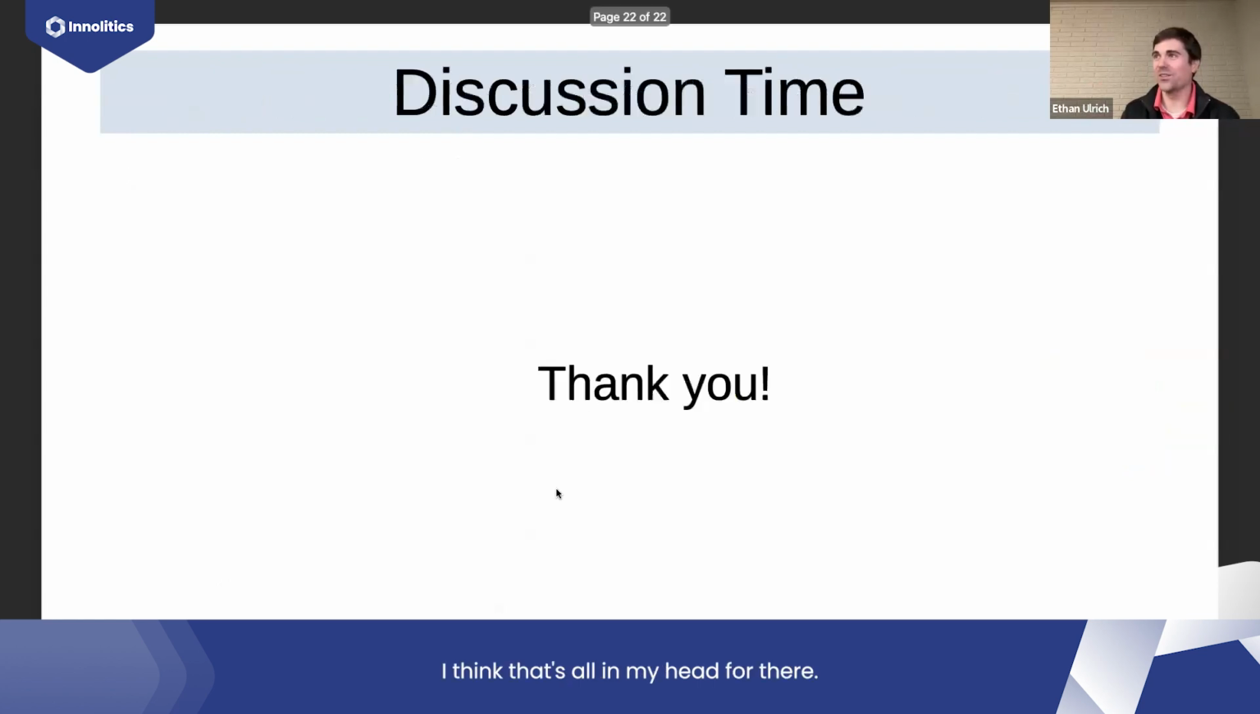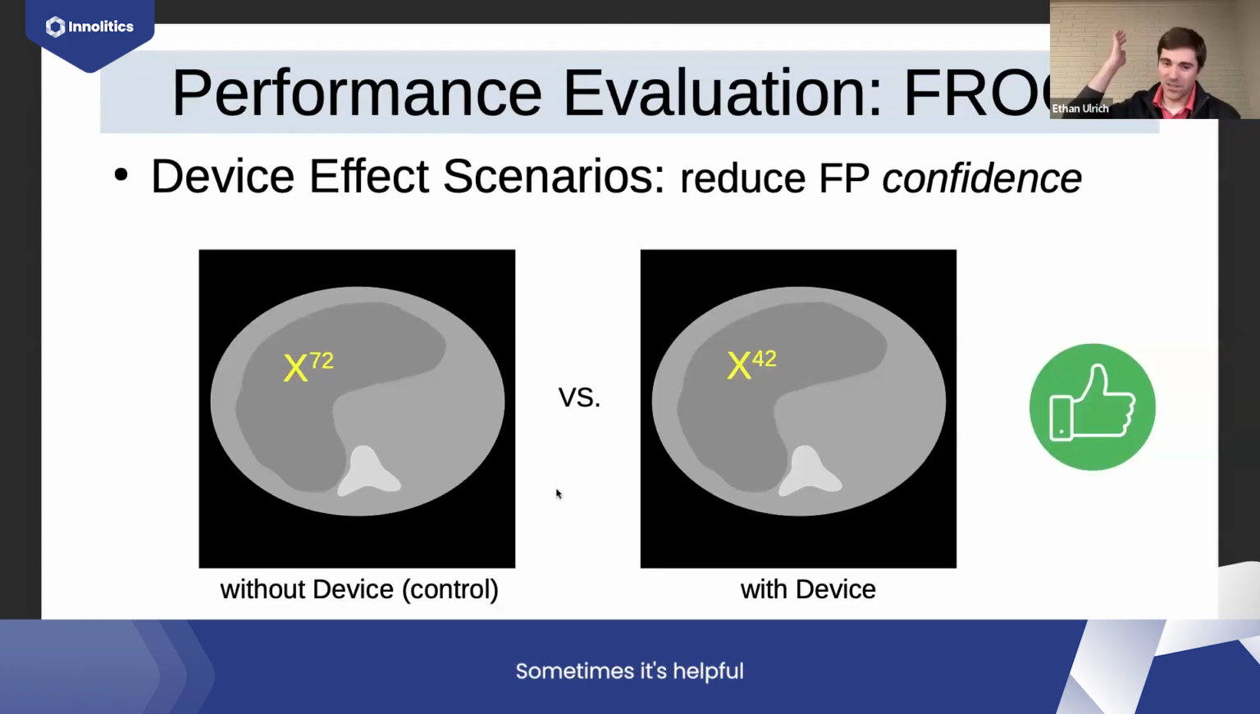So yeah, I think that's all of them I had for there. Sometimes it's helpful to go through that because it's not very obvious why we're doing all these detections and giving them scores. That's why I wanted to go through that, because it paints a little bit better picture of what's going on and why we do this evaluation this way.